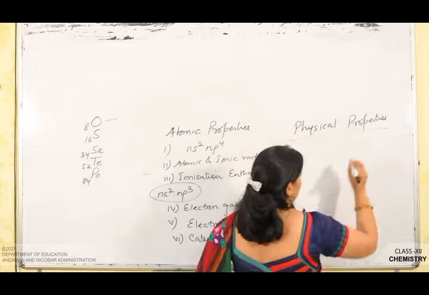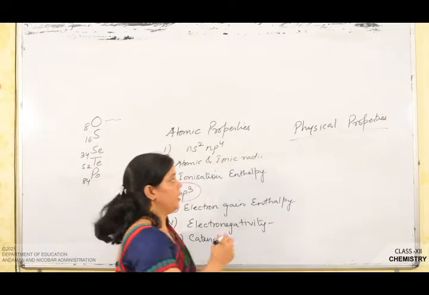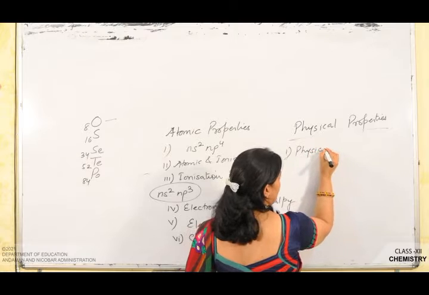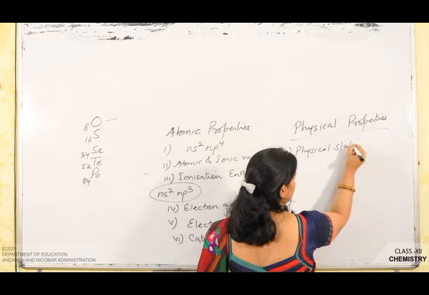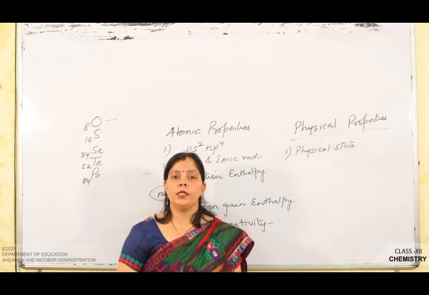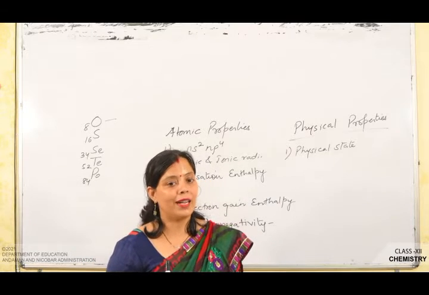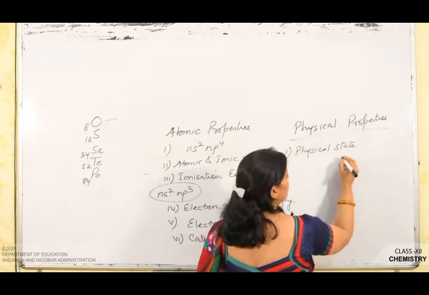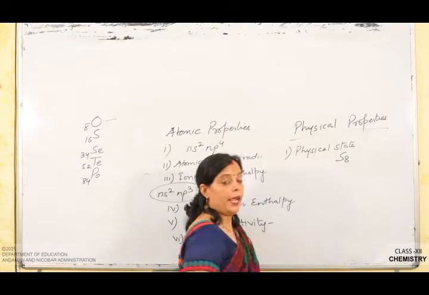And in these physical properties, the first important one is the physical state. What are the physical states of the elements present in group 16? Oxygen, as we know, is a diatomic gas, while the other elements are octa-atomic solids. For example, sulfur exists in the form of S8.